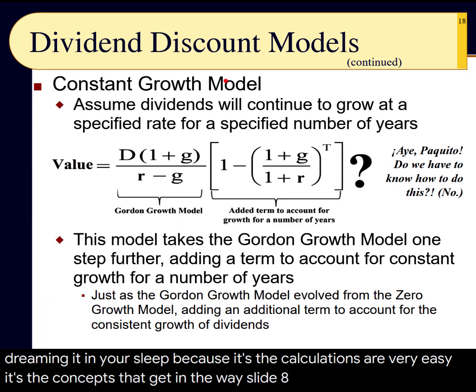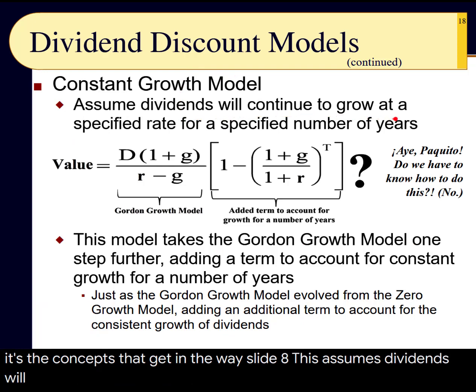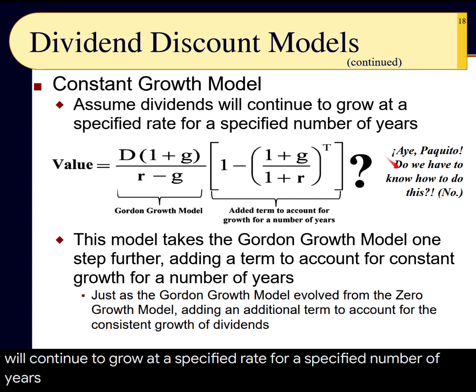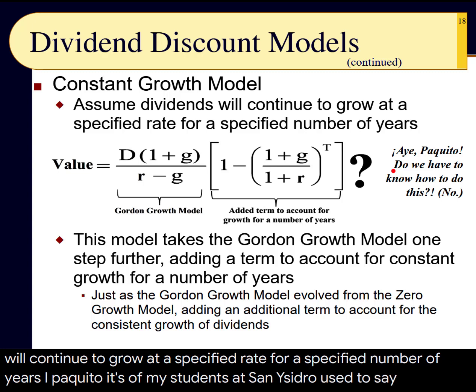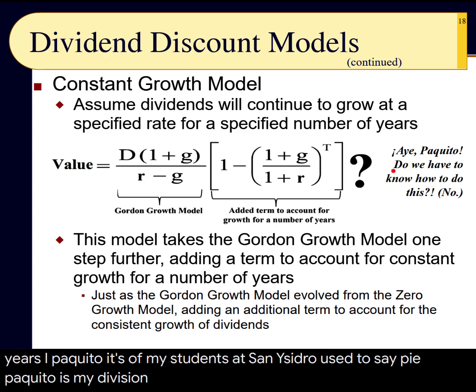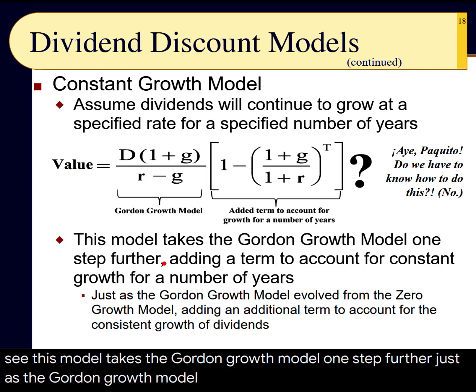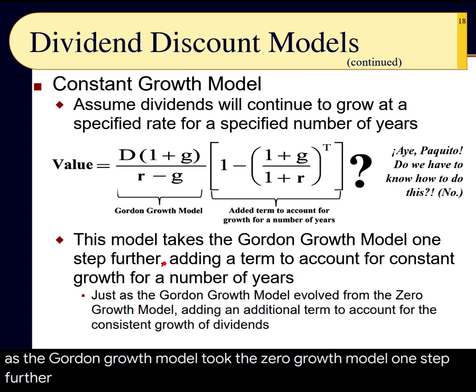Slide 18, the constant growth model. This assumes dividends will continue to grow at a specified rate for a specified number of years. Ay, Paquito! That's what my students at San Isidro used to say. Ay, Paquito, es muy difícil. Do we have to know how to do this? No. You see, this model takes the Gordon growth model one step further, just as the Gordon growth model took the zero growth model one step further.